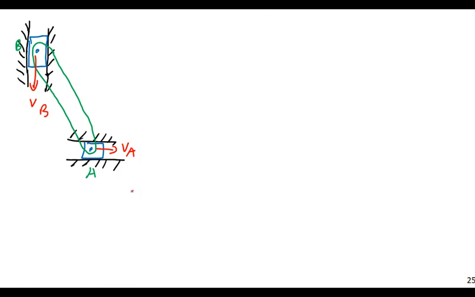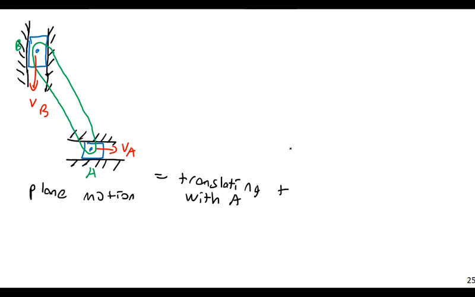If I look at the rod itself, this would be an example of plane motion. Why? Because it's going to be translating, with its center of mass moving downward, for instance, and to the right, but it's also going to be rotating. So it's going to equal, let's say in terms of A, translating with A, plus rotating about A.